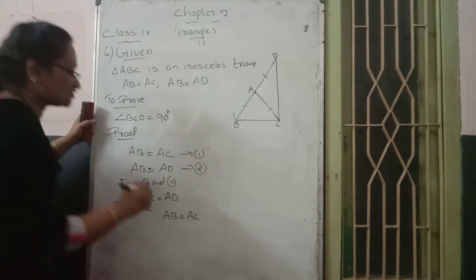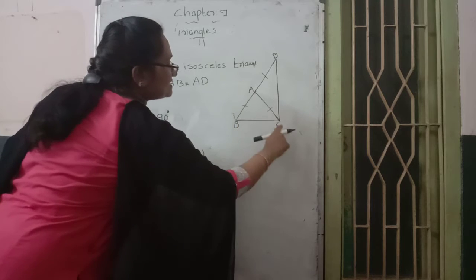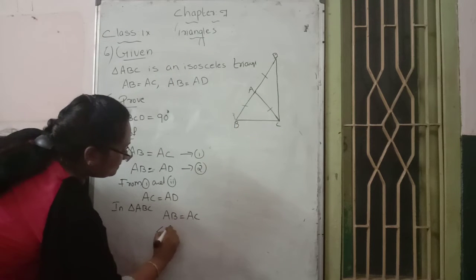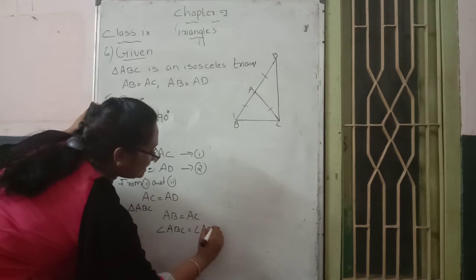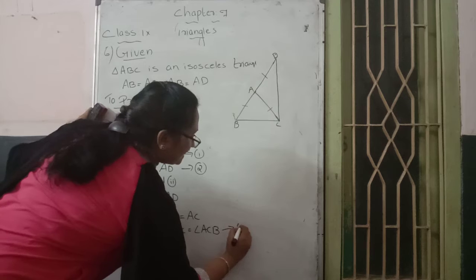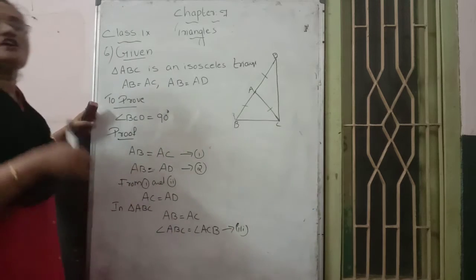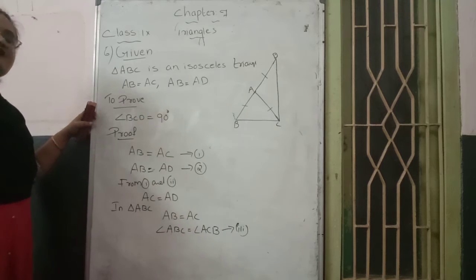They become equal. So reading them angle-wise, with B as vertex, angle ABC and angle ACB are equal. Which property did we apply there? Equal sides, opposite angles become equal. There you mark it as equation 3.